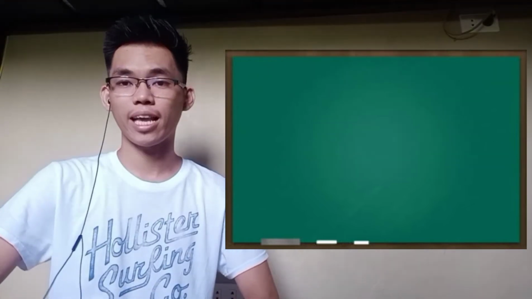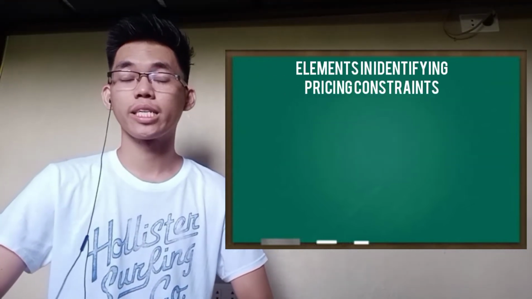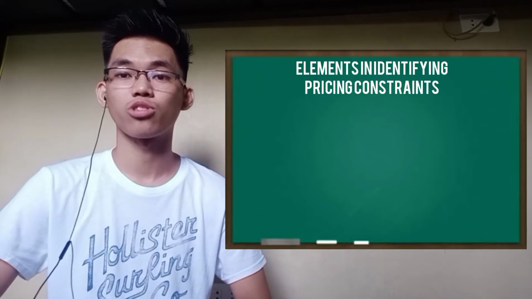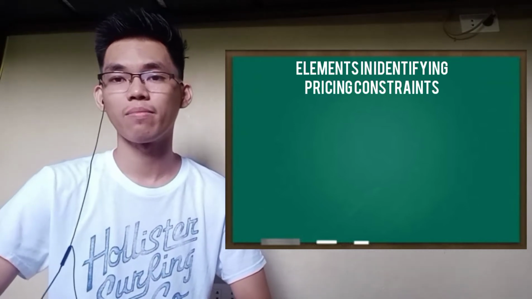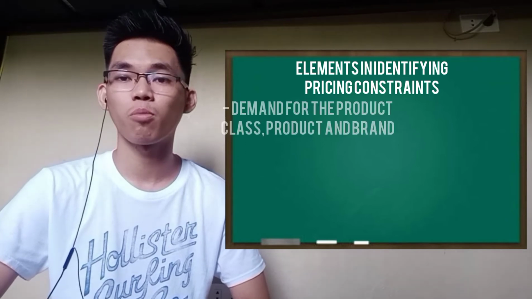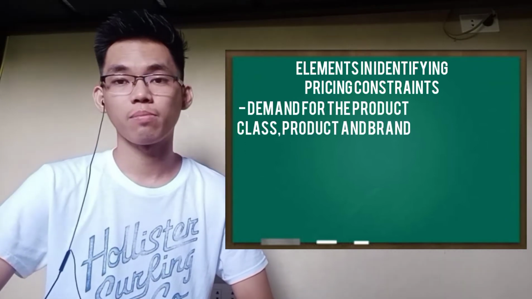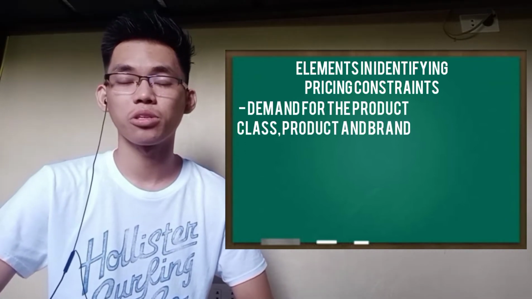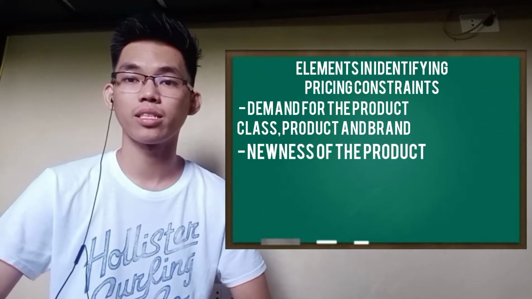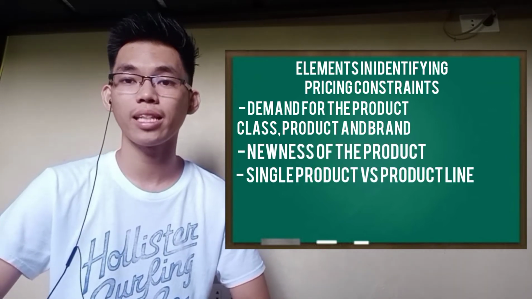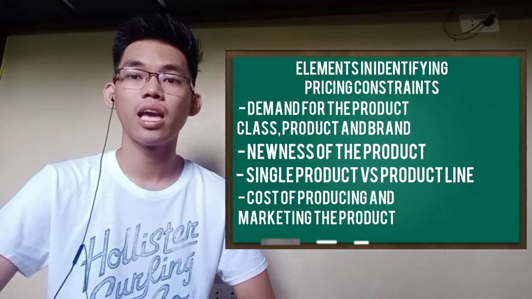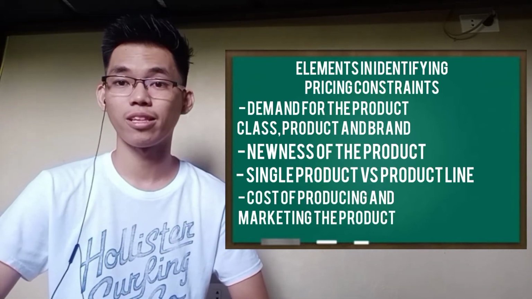So let's move to the next one. Let's identify the elements in identifying the pricing constraints. We have four elements. We have the demand for the product class, product and brand. The second element is the newness of the product. The third one is the single product versus product line. And the last element is the cost of producing and marketing the product.